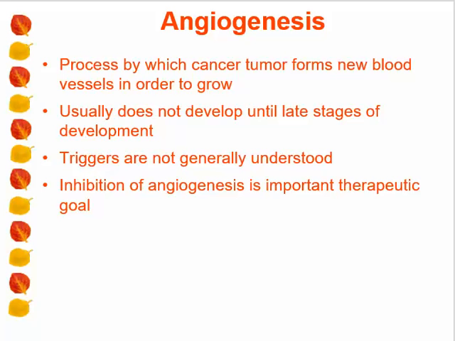So when a tumor is discovered, inhibiting the angiogenesis is really an important goal, to limit the growth of the tumor. It's like cutting off its blood supply. Don't let it establish an independent blood supply, and that will limit the growth.